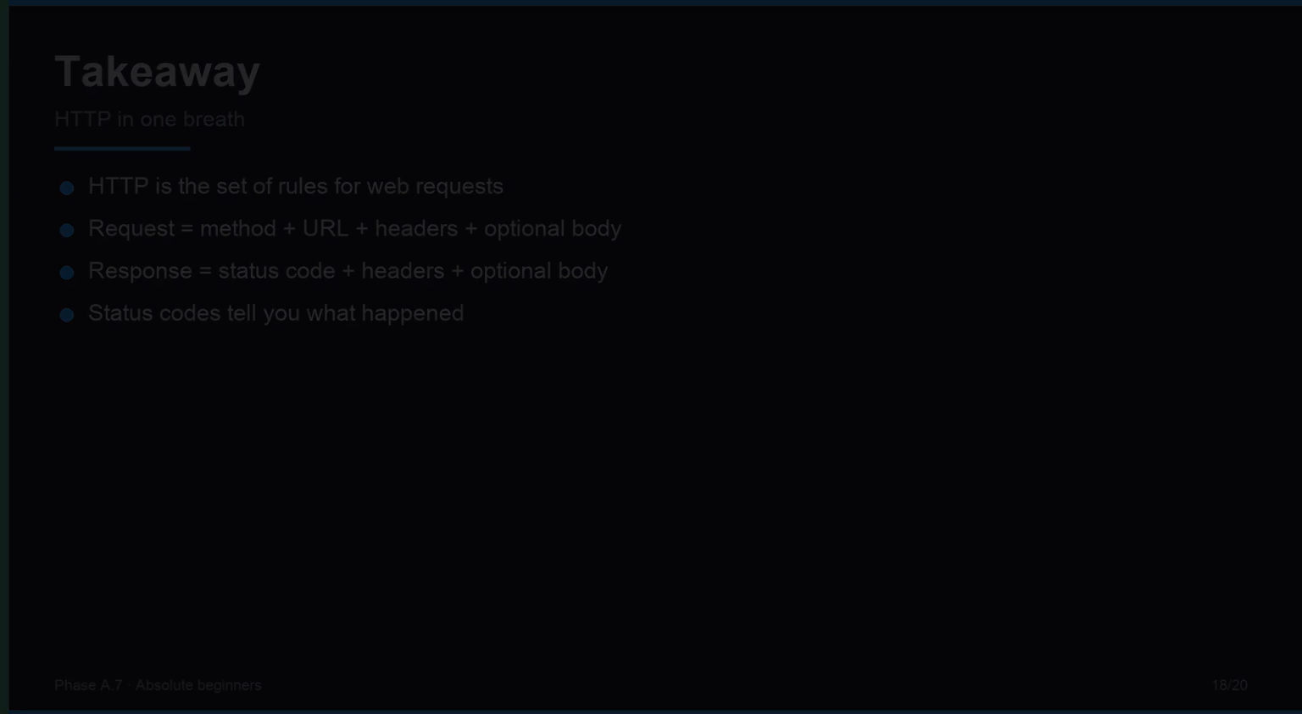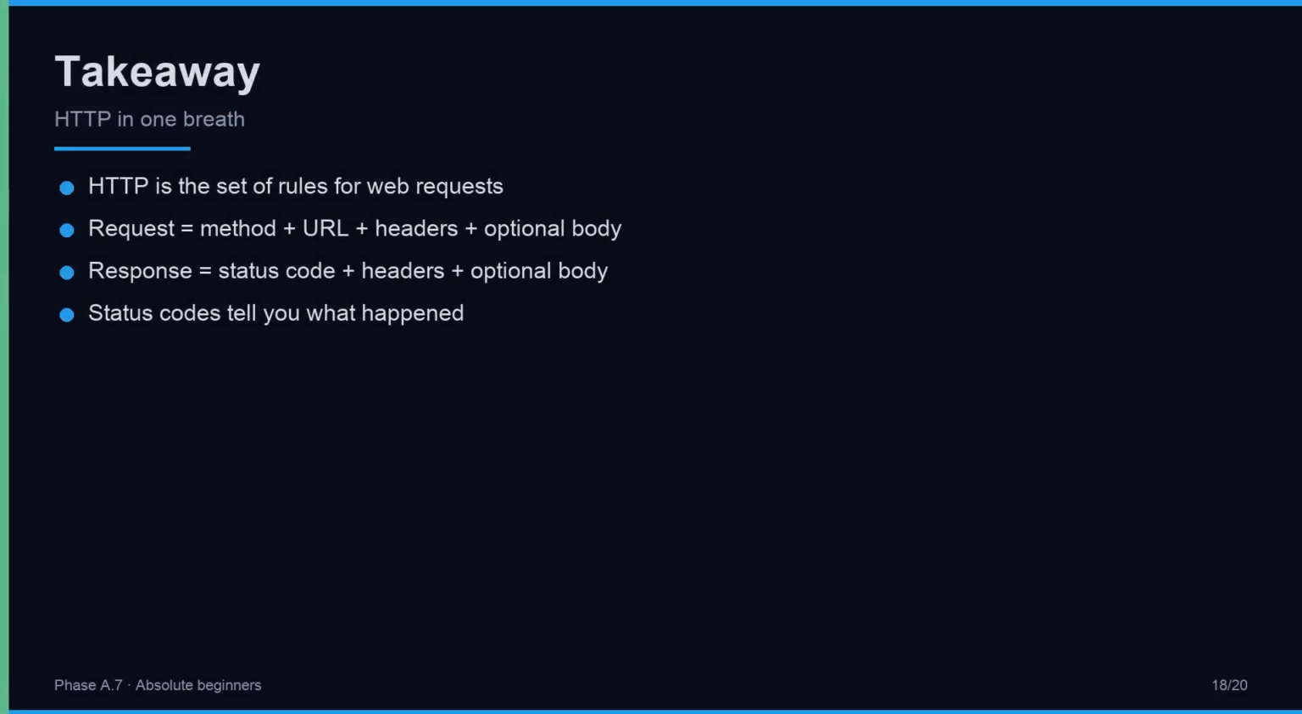Say each out loud. HTTP is the set of rules every web request follows. A request carries a method, what to do, a URL, where to do it, headers, extra information, and an optional body, the data you send. The server responds with a status code that tells you what happened, its own headers, and an optional body containing the data you asked for. 4 methods, 4 status families, 1 consistent shape. That is HTTP. Every API you call for the rest of your career uses these same rules, and the next lesson turns them into real Python. The whole of HTTP, in one breath.